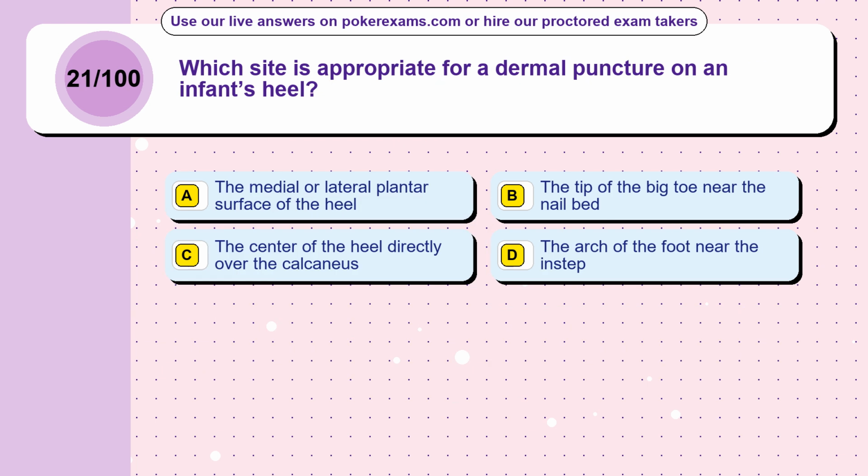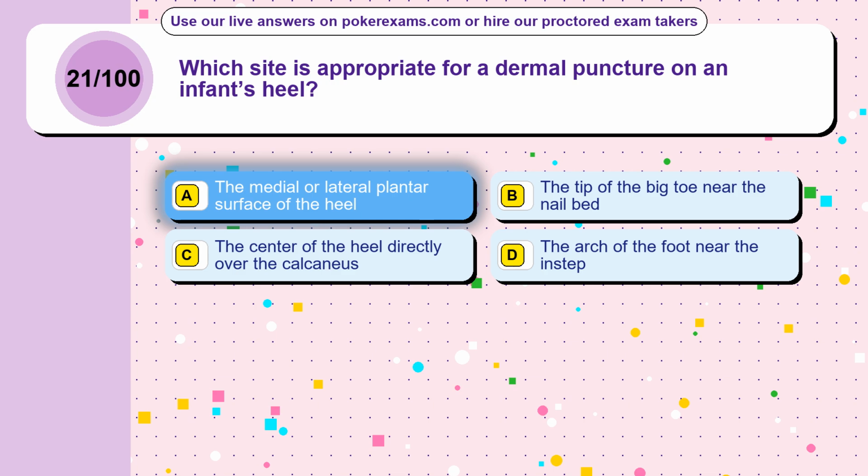Question 21. Which site is appropriate for a dermal puncture on an infant's heel? Option A. The medial or lateral plantar surface of the heel. Option B. The tip of the big toe near the nail bed. Option C. The center of the heel directly over the calcaneus. Option D. The arch of the foot near the instep.